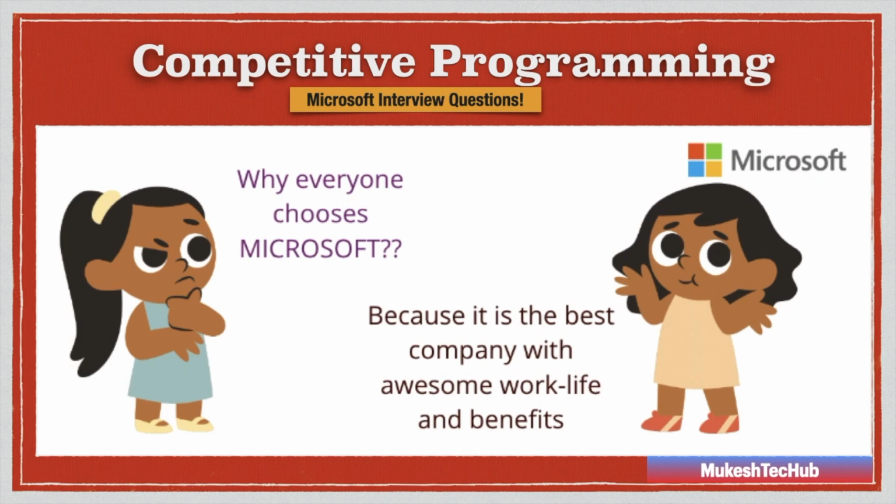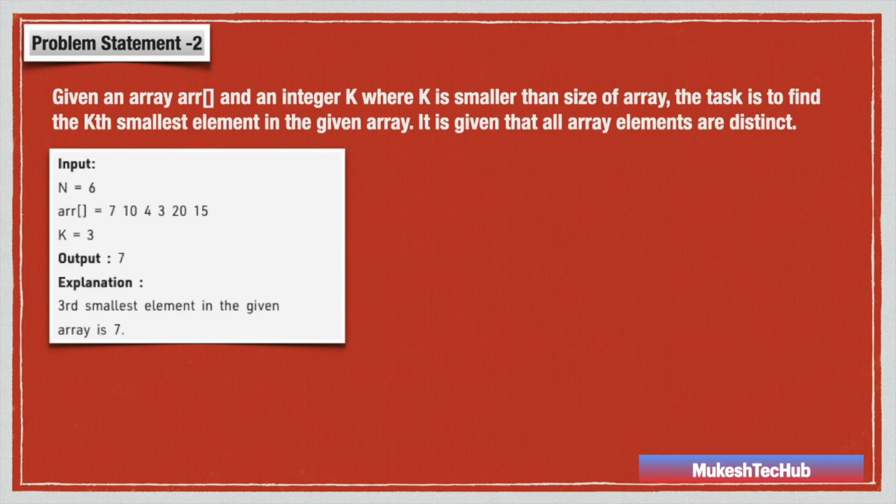So in the continuation of the competitive programming for the interview preparation for the toughest data structure problems, today's problem statement is: given an array and integer k where k is smaller than the size of the array, the task is to find the kth smallest element in the given array. It is given that all array elements are distinct.